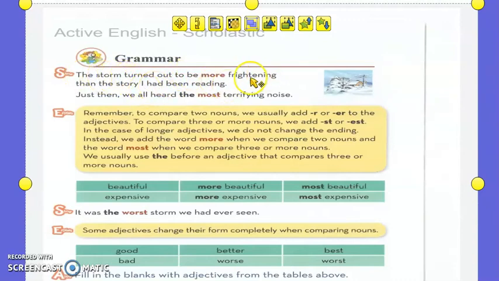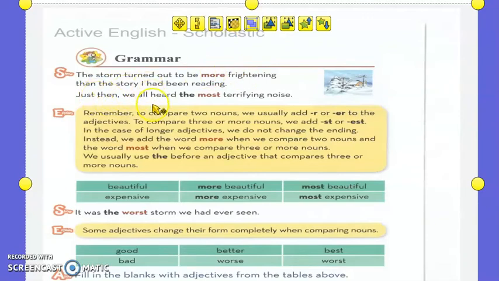And we use the adjective frightening and it's a long adjective عبارة عن صفة طويلة. So we use more. ليش صغرنا هنا more؟ لأنه عم بنقارن بين شيئين and the adjective is long.